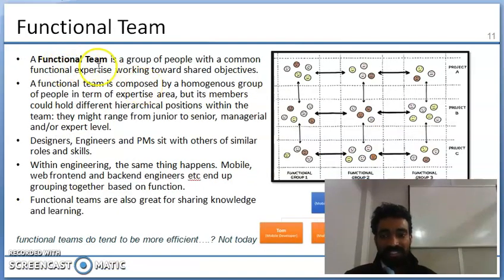Coming to the functional teams, a functional team is a group of people with a common functional expertise working towards a shared objective. It's like functional group 1, functional group 2, and functional group 3, each with a similar functional group. If it is a web development team, there will be web developers, and a different hierarchy comes with the web development manager. And in mobile development, it goes on. These are the different functional groups of the different projects.